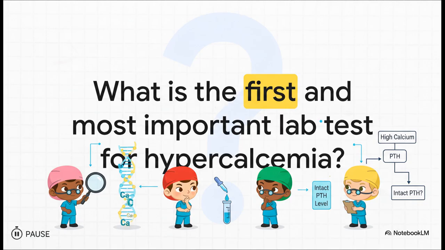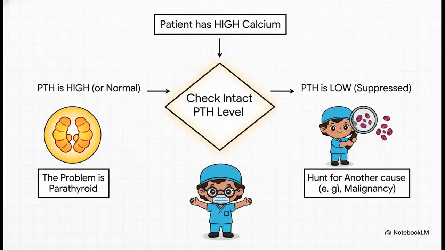The entire workup for high calcium, everything you do next, comes down to one single lab test. This is what I call the PTH pivot. Your entire diagnostic pathway is determined by this one result. And this is it. This is the whole concept.